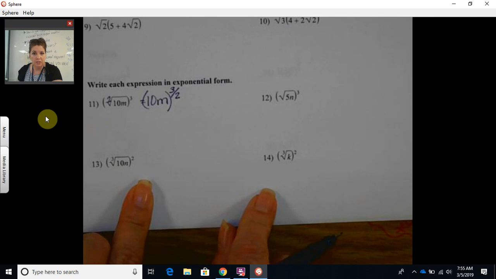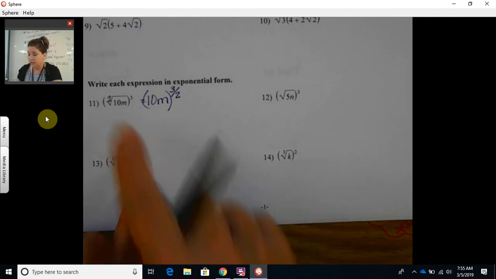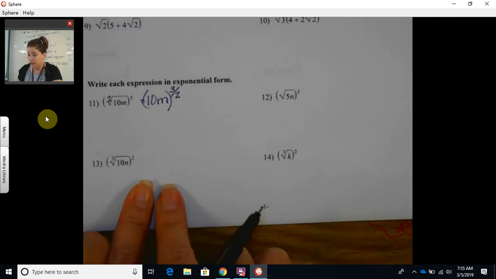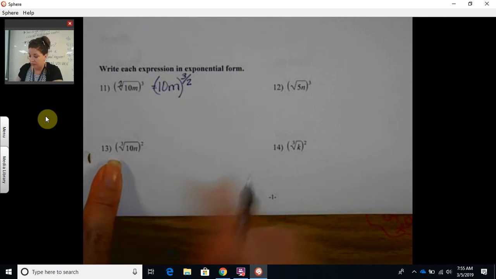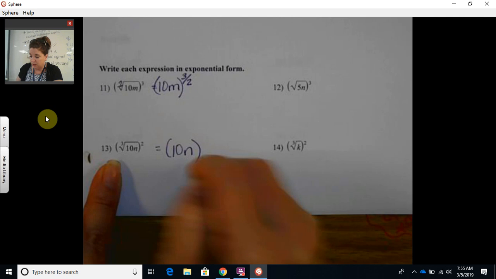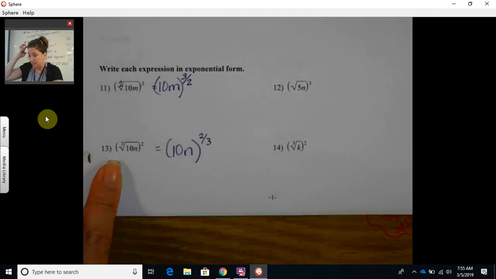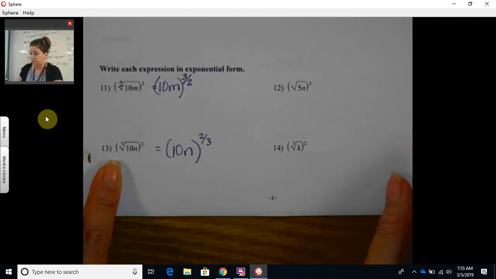So when I was saying there's a lot of problems, a lot of them are just converting like that, if the index is 2. So on 13, my index is 3. So that one would be 10n quantity raised to the what? 2/3. The index always goes in the denominator. Coolio? Alright.